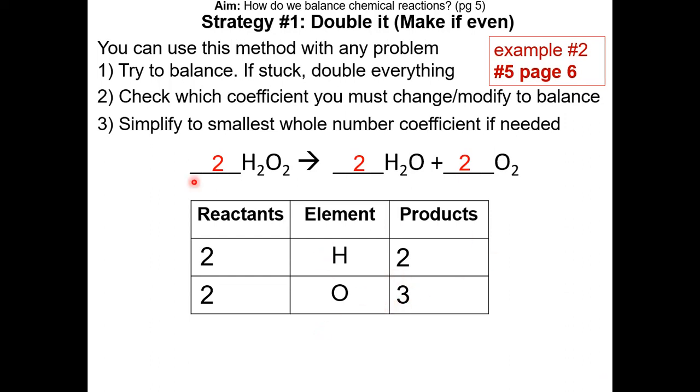After doubling all the coefficients, let's adjust the table. Now we have 4 hydrogens on the reactant side, 4 oxygens on the reactant side. On the product side, we have 4 hydrogens and 6 oxygens. Hopefully now it's easier to see what you have to change. We need to reduce the amount of oxygens on the product side. So instead of having 2 O2, we can have 1 O2. This means we now have 4 oxygens on the product side. So now this equation is balanced. If needed, simplify to the smallest whole number coefficient.